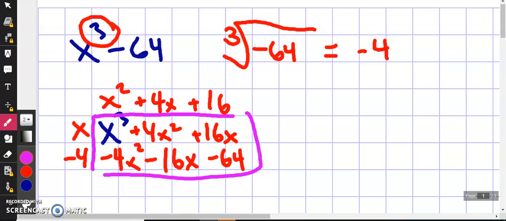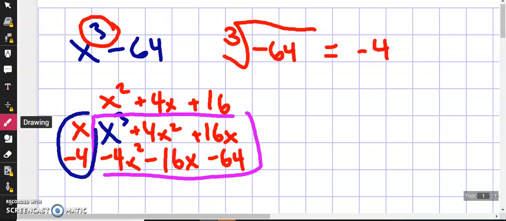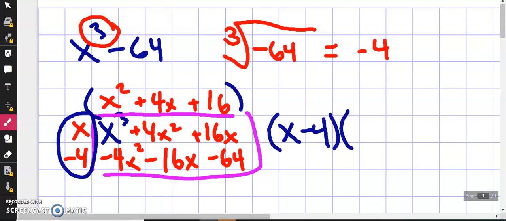So my factors are whatever's on the side and whatever's on the top. So I should see x minus 4 with x squared plus 4x plus 16.